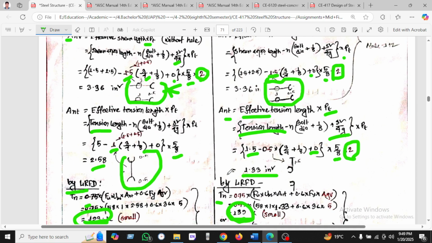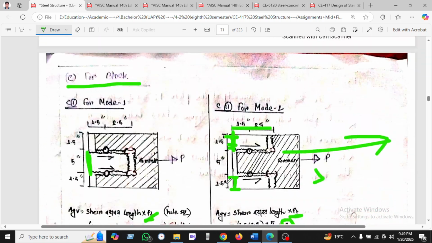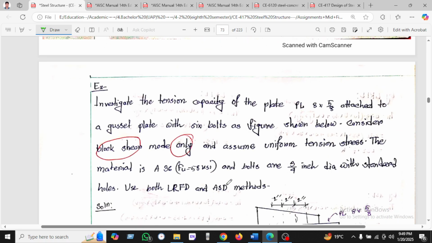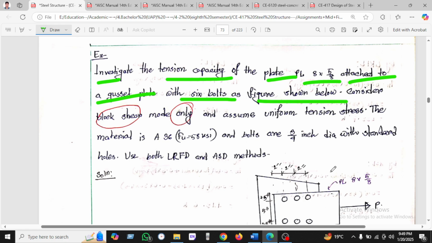So this was the main math example. So I will see another example. We can see here another example. Investigate the tension member capacity. The plate is given as 8 into 5/8, and attached to the gusset plate with 6 bolts, and the figure is shown below.